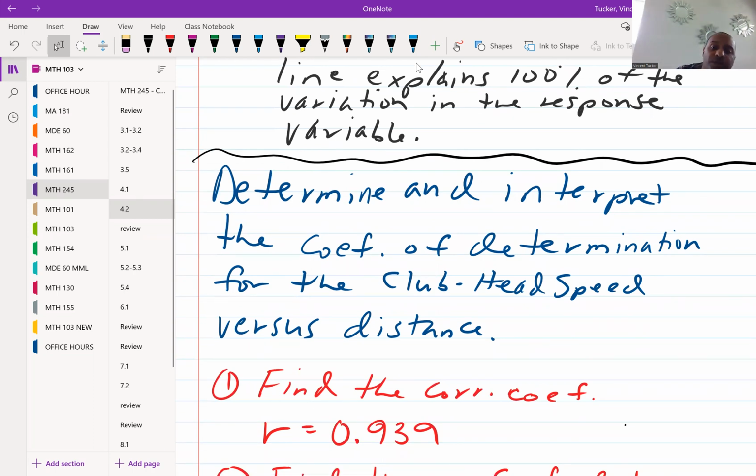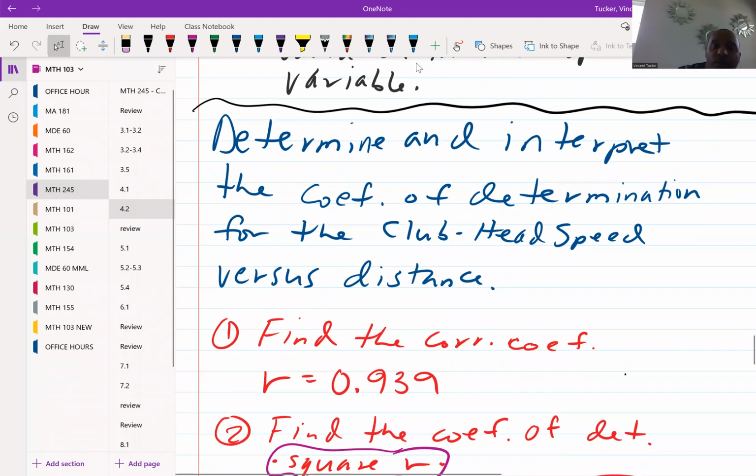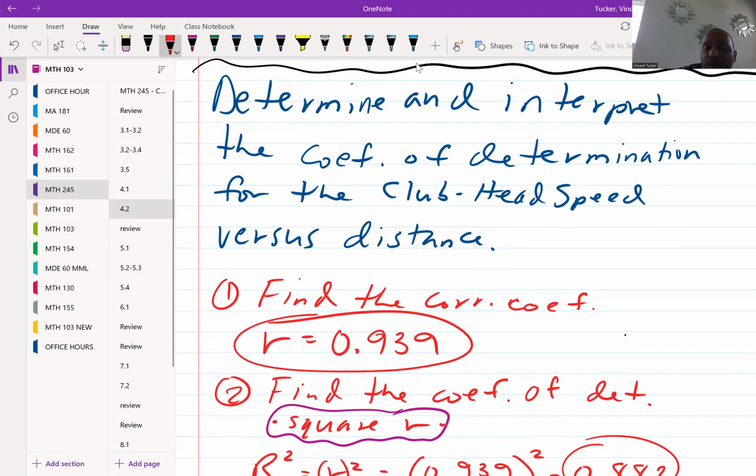So first thing you want to do is find the correlation coefficient. That's what we did in 4.1. We did the club head speed before versus distance, so not gonna do that all over again. You already sat through that. But that was when we went to easycalculation.com, typed in the values, hit enter, and we received this value right here, 0.939. So that came out of 4.1, same process.